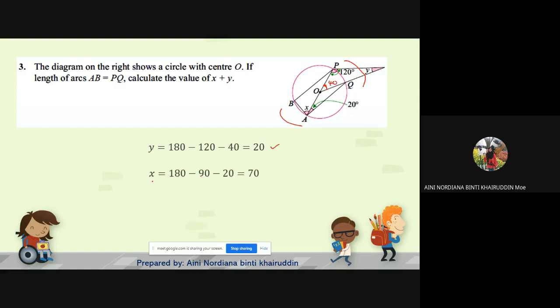Next, calculate the value of x. Since this is diameter, here is 90 degrees. And the angle here is 20, because length BA equals PQ. So PQ angle at circumference is 20, so arc BA is also 20. Then you will get the value of x. So x plus y equals 90.